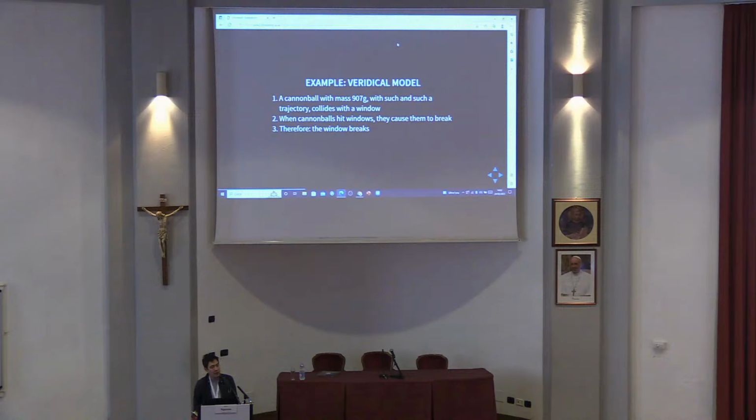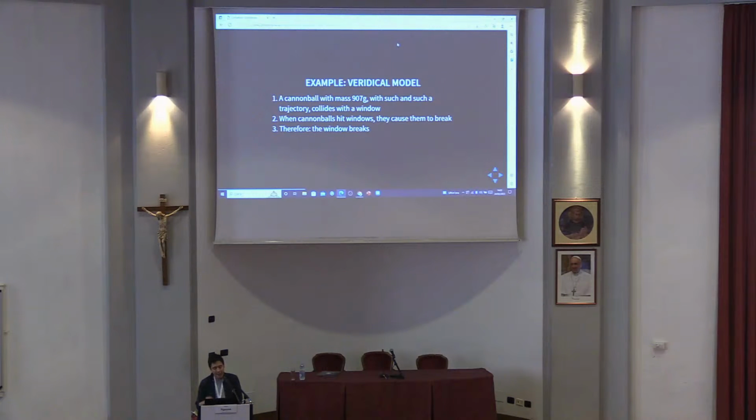So suppose that what you're trying to explain is why the window broke. Your explanation for why the window broke starts with this veridical model, this specification of the causal chain that led up to the breaking of the window. So in this example, we can think that the causal chain that led up to the breaking of the window is something like: there's a cannonball with a mass of 907 grams, and it has such and such a precise trajectory that leads it to collide with the window. There's some general law, much like the deductive nomological account, where when cannonballs hit windows, they cause them to break. Therefore, from 1 and 2, we infer that the window will break.